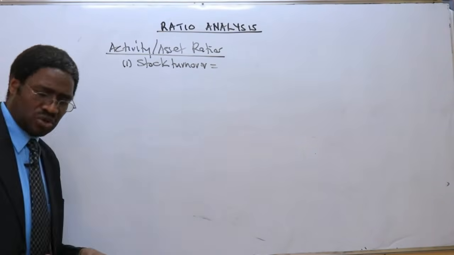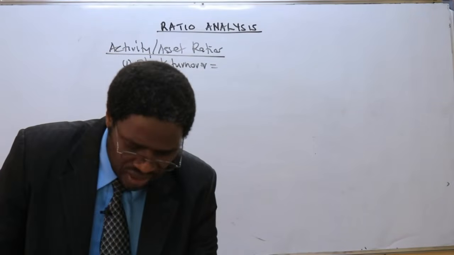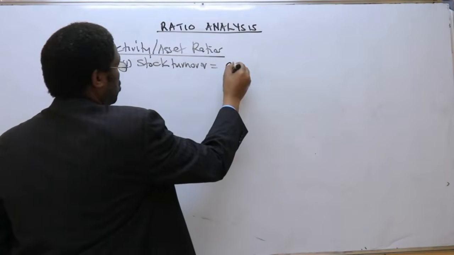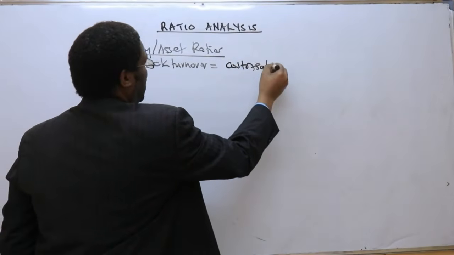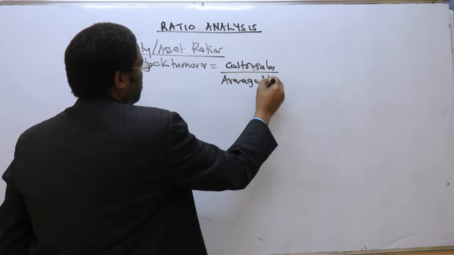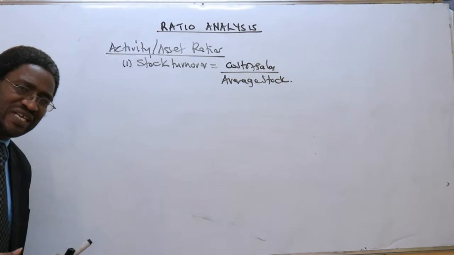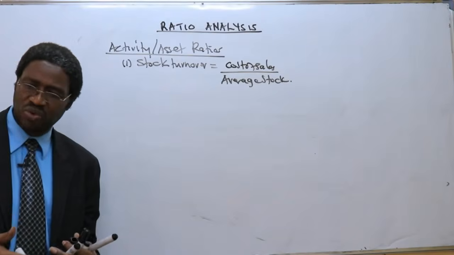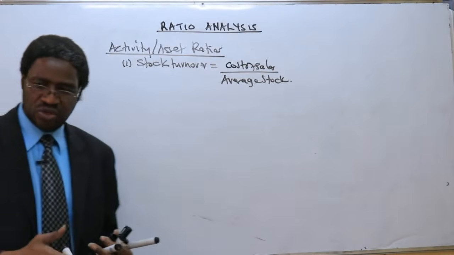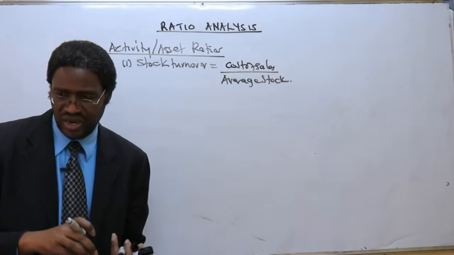To get the stock turnover, we normally get it by taking the cost of sales. You take the cost of sales, you divide that by what we call the average stock. That's how we shall be calculating the stock turnover.